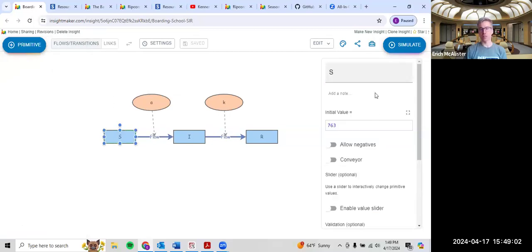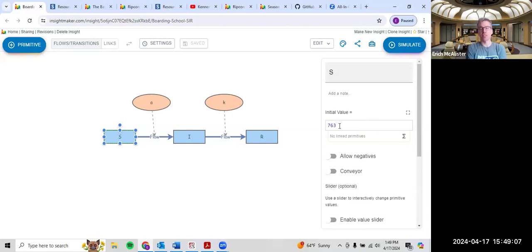So S is a stock, and I give it an initial value. That 763 initial value is the susceptible population in this boarding school according to the Simiode scenario. And there's some little toggles that you can have here: allow negatives, conveyor. The conveyor is not something that you ever use in your ODEs class. Allow negatives, certainly if it's a population, you don't want to allow negatives. In a lot of situations, you do want to allow negatives. Position is a vector quantity, so you can have negatives. Down here, it says enable slider value for stocks. If you enable the slider value, that allows you to vary the initial condition with a slider.